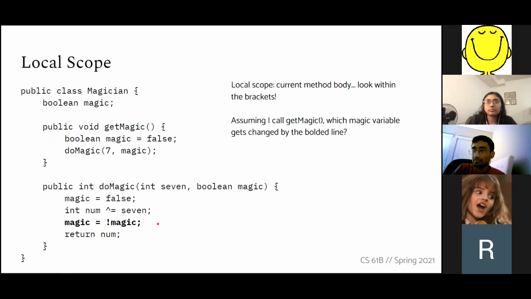So if I look at this method doMagic, the current method body is the stuff between the brackets. Within the brackets, this is a local scope right here. A question to pose to everyone, you can answer it in the chat: assuming I call getMagic, which calls doMagic, which magic variable gets changed by this bolded line? Is it this one, or this one, or this one?